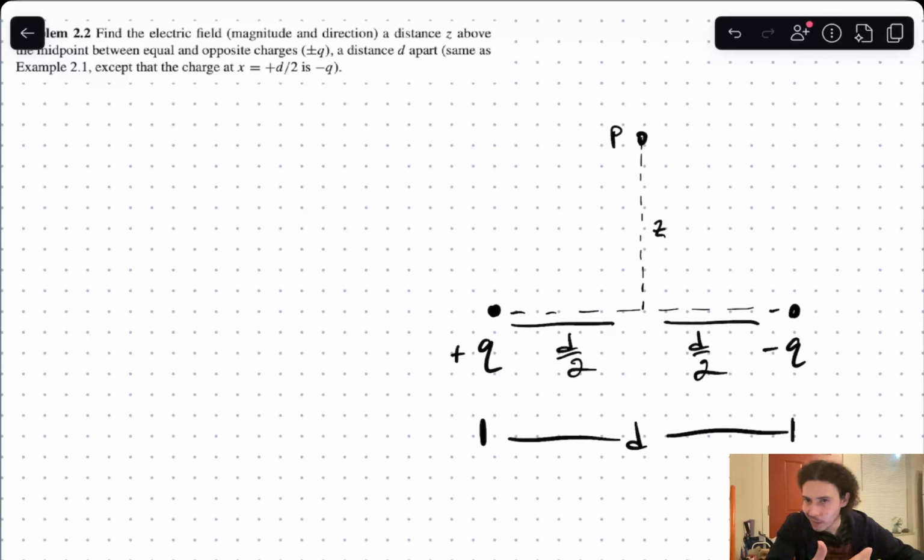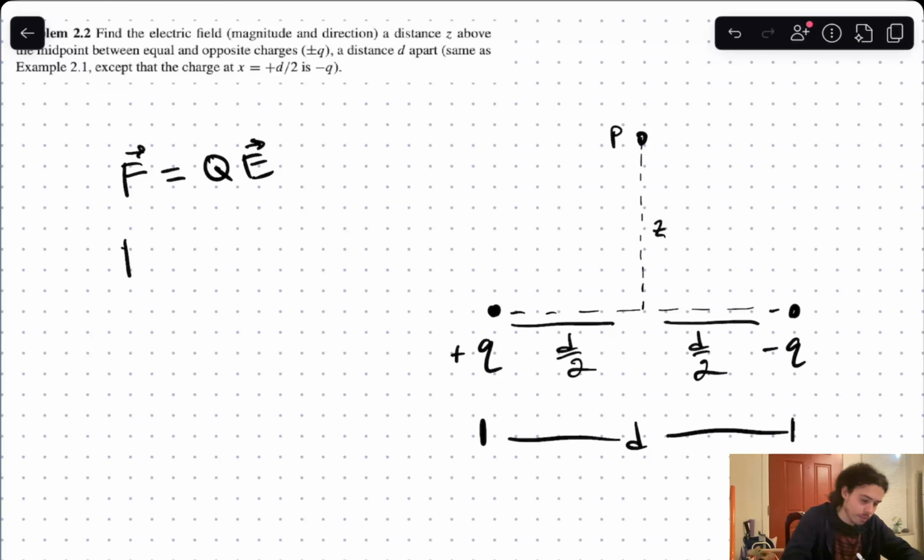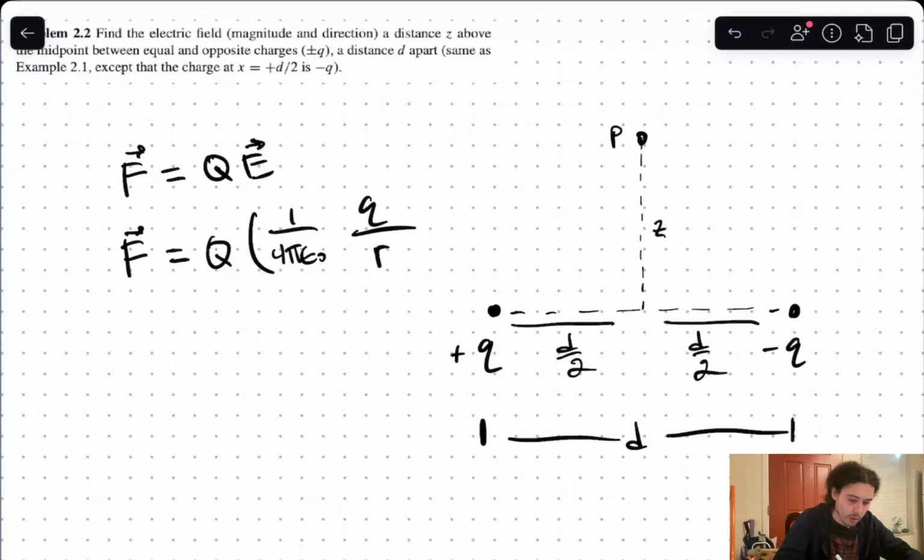Let's bring up an equation here. Let's bring up F equals Q E. So this is the Coulomb force equation defined in terms of the electric field. And this leaves us with the electric field being defined as Q over 4 pi epsilon naught R squared.